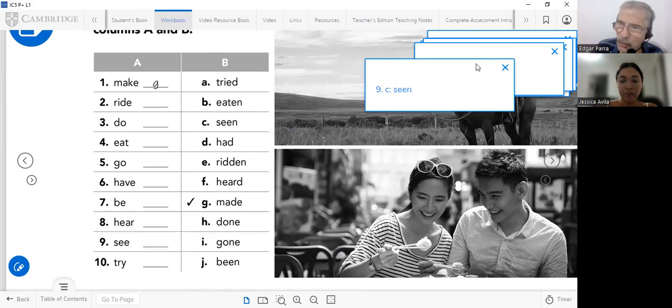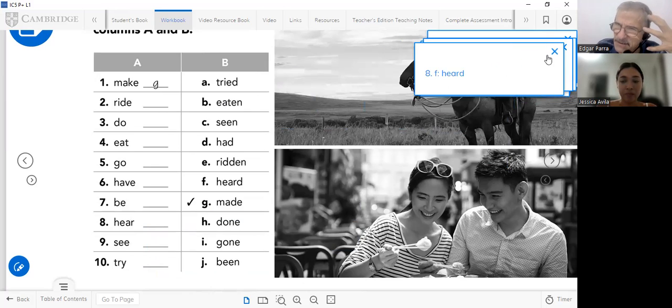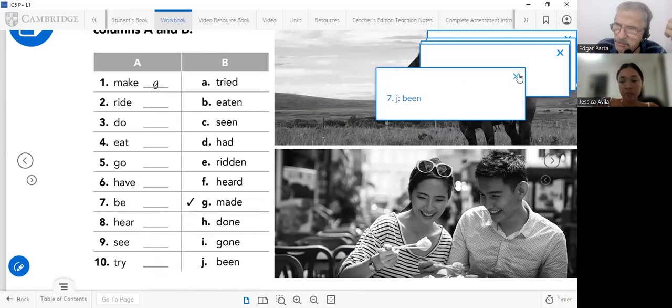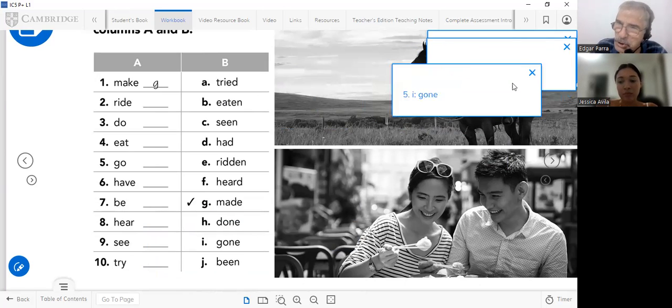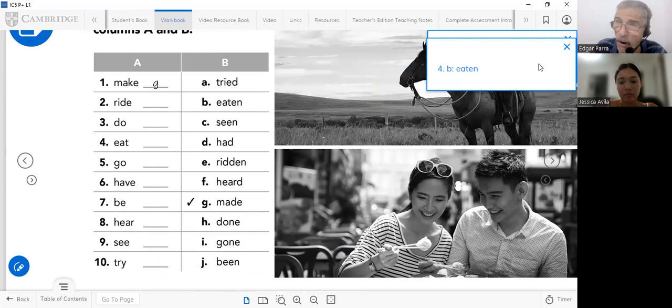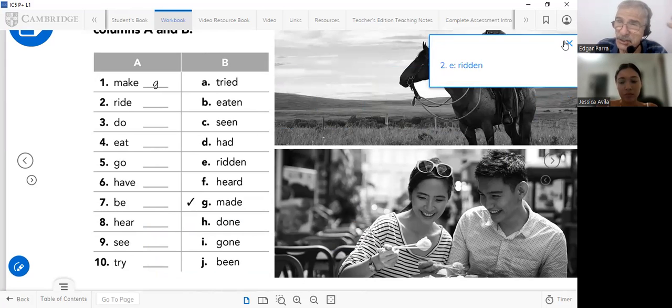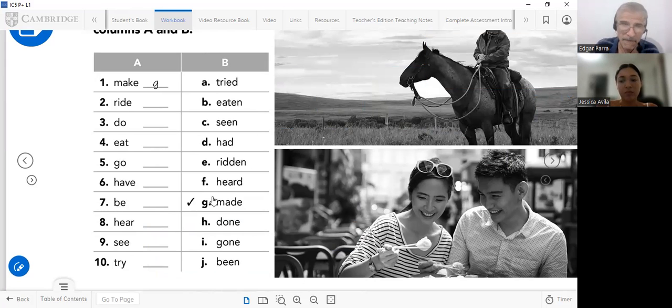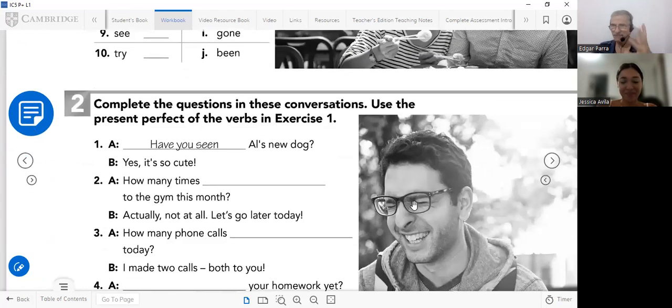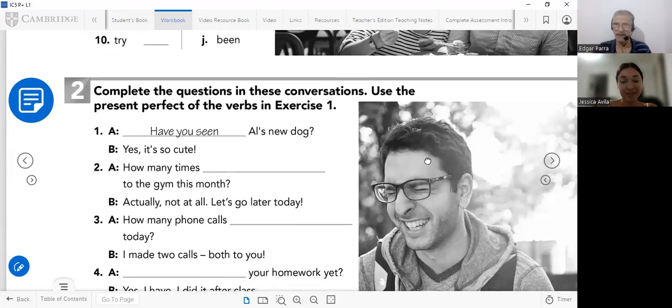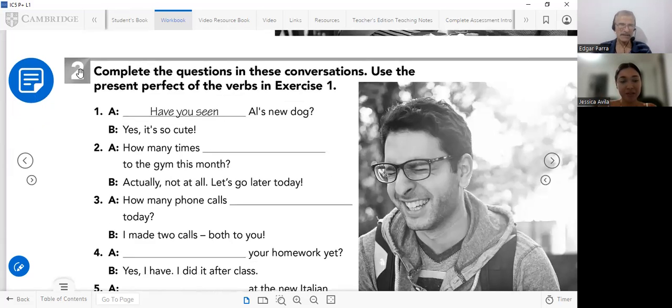This is good to practice. It's good for you to practice the pronunciation and to review the ones that give you some problems. For example, like letter J, been. But this is okay. You have to practice. The more you practice, the better. Okay. Now, can you read the instructions for number 2?